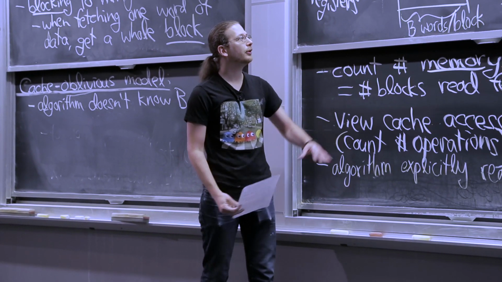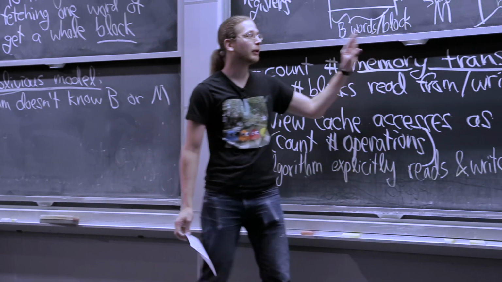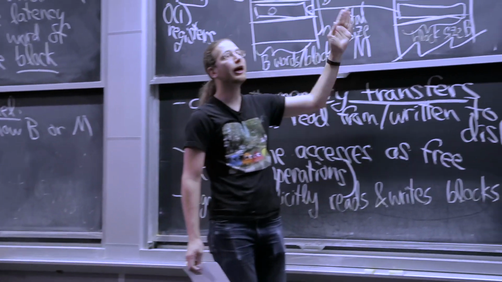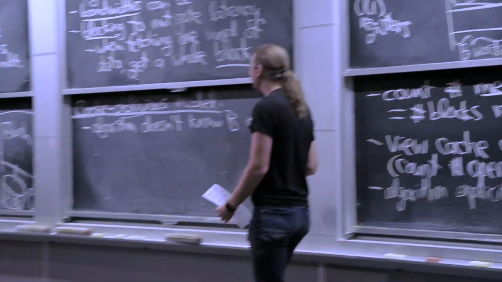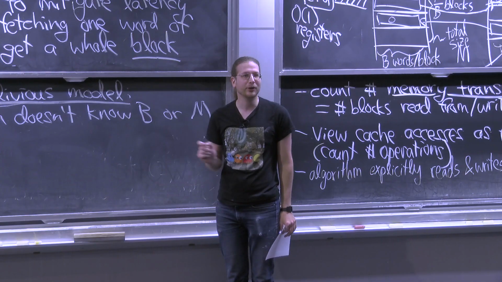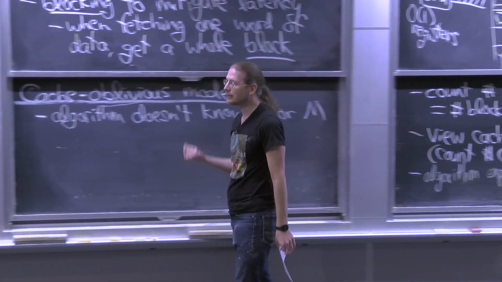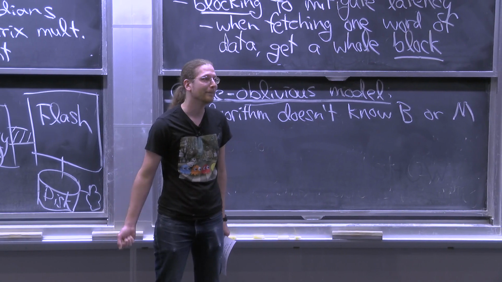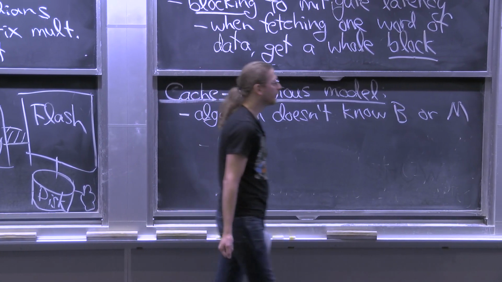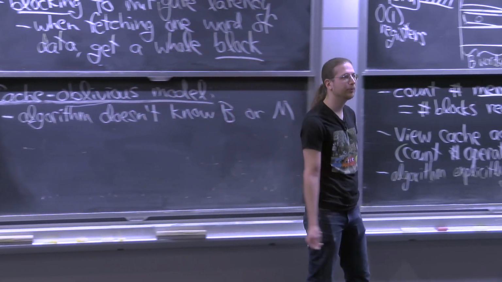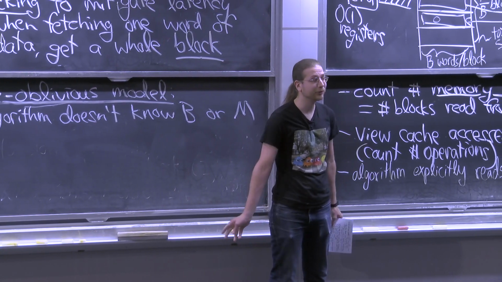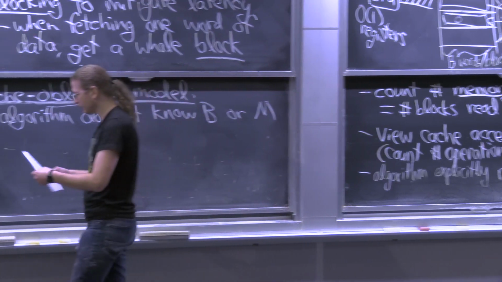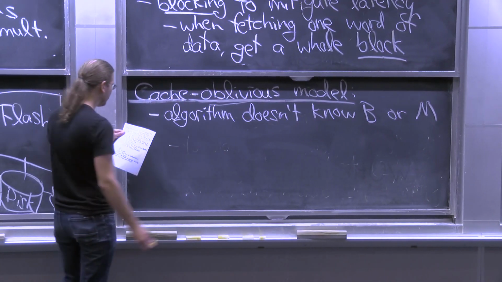But I want to model, from an analysis perspective, I want to count memory transfers and analyze my algorithm with respect to this memory hierarchy. But the algorithm itself isn't allowed to know what the memory hierarchy looks like. Another way to say this is that the algorithm has to work simultaneously for all values of B and all values of M. As you might imagine, this is not so easy, but there are some simple things where this is easy and more complicated things where this is possible. And it gives you all sorts of cool things. Let me first formalize the model a little bit.